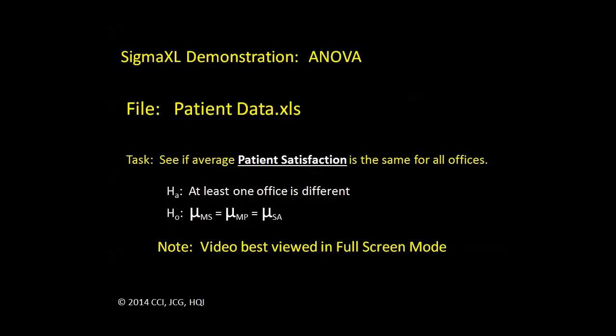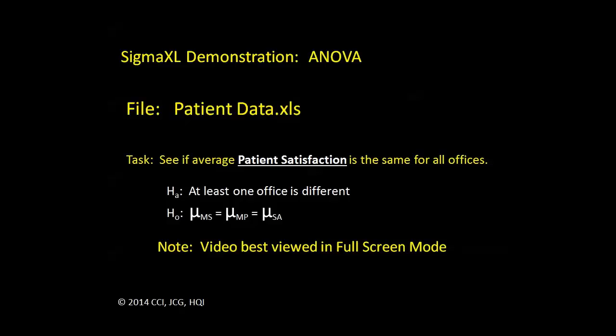For this demonstration, we're going to take a look at the tool called Anova. We'll use the file patient data, and we want to see if the average patient satisfaction scores are the same for all offices. Therefore, our alternative hypothesis is set up as at least one of these offices will have a different average satisfaction score than the others.